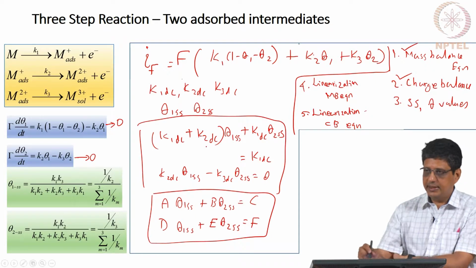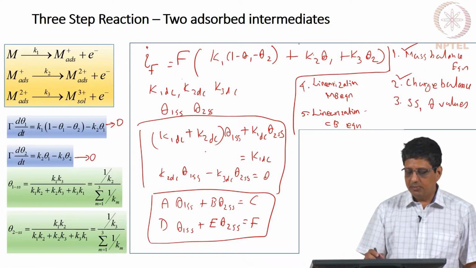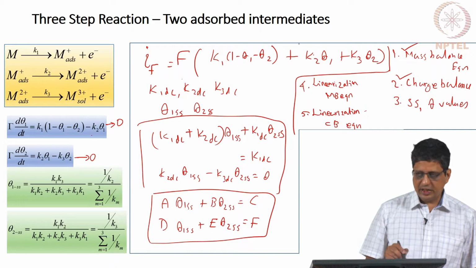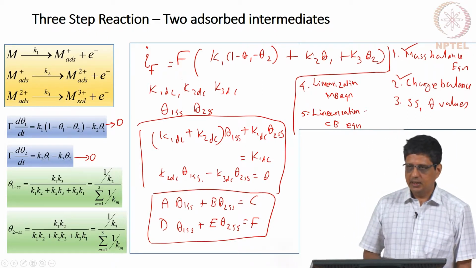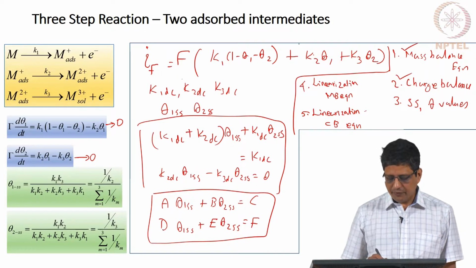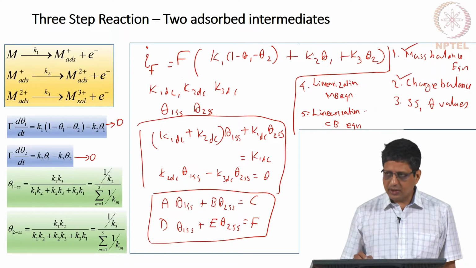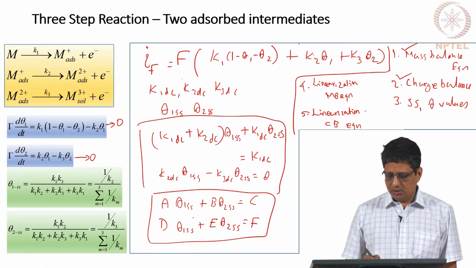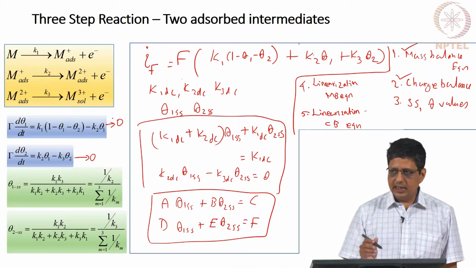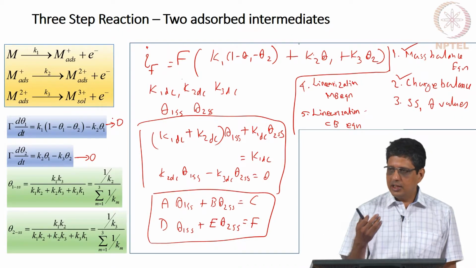Do you get equation like this? First equation has to be (K1 DC plus K2 DC) theta 1 ss plus K1 DC theta 2 ss equal to K1 DC after rearranging it. Second equation is a lot easier, that is in the form of A theta 1 ss plus B theta 2 ss equal to C, D theta 1 ss plus E theta 2 ss equal to F. I am just writing it as a dummy variable, this F is not the Faraday constant. So, this is two equations, two unknowns. You can write the expression for this. If I get three variables, as long as it is linear, you should be able to write three equations, three unknowns, five equations, five unknowns, any number of intermediates.